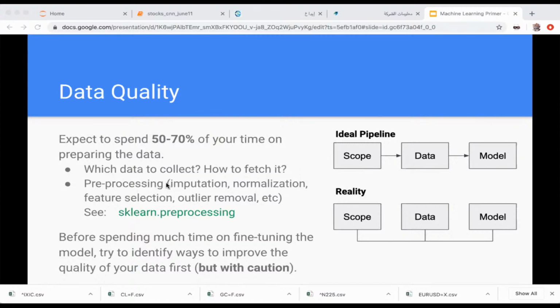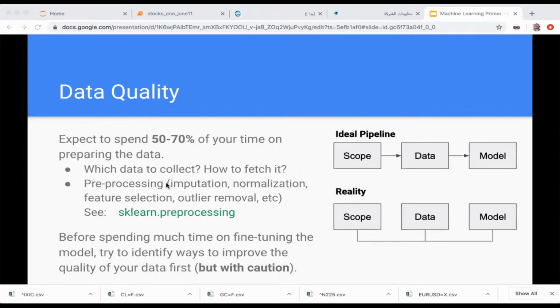Now, I know I just threw in a few terms. Do not be intimidated by them. These are actually quite simple concepts. If you just go look them up, you will understand them very quickly. And they're usually available in standard packages like scikit-learn in Python. You find them already implemented, so you can just use them right away. Okay. So data quality, I just want to highlight data quality.